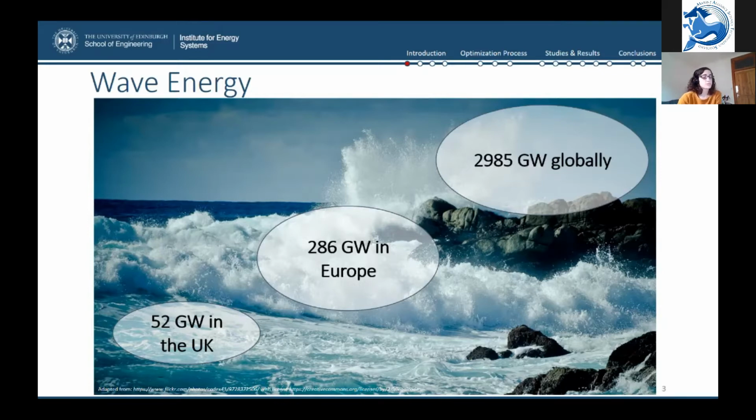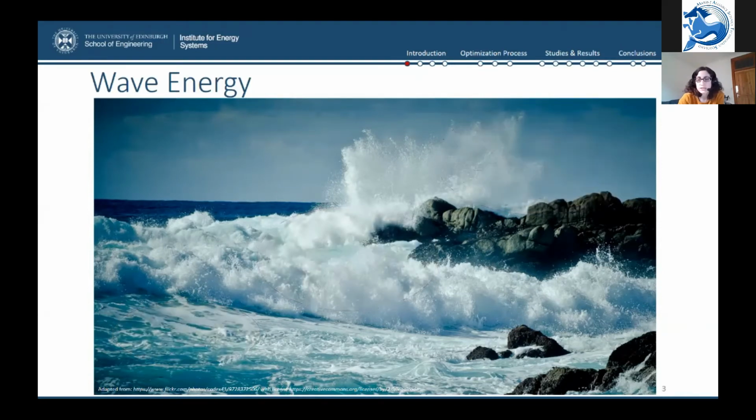So different concepts have been developed, and just for context, I would like to talk about the levelized cost of energy of these concepts. The levelized cost of energy is a measure used to compare different energy generating technologies, and it represents the costs of building and operating a power generating device over the energy that it can generate over its lifetime.